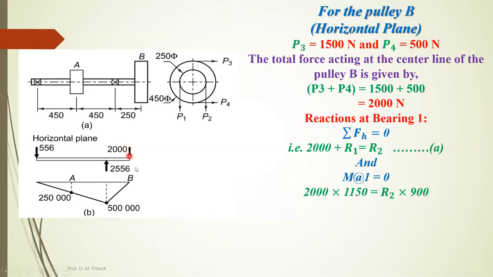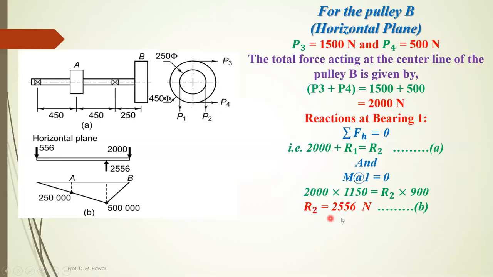So 2000 into the total distance, that is 1150. 2000 is a force and the total distance is 1150. This is a clockwise moment and the other is nothing but the anti-clockwise moment. So I will equate those two values again. This will be R2, the reaction at bearing 2, multiplied by distance 900. So by that equation I can get the value of R2.